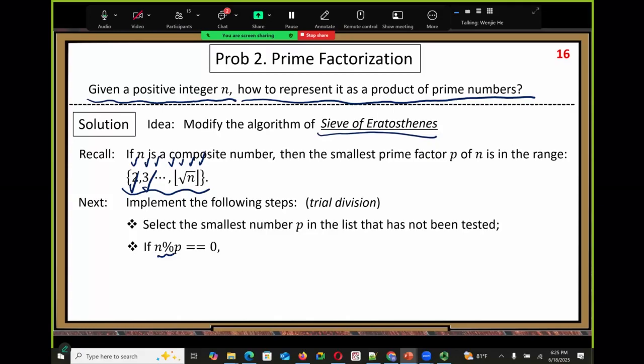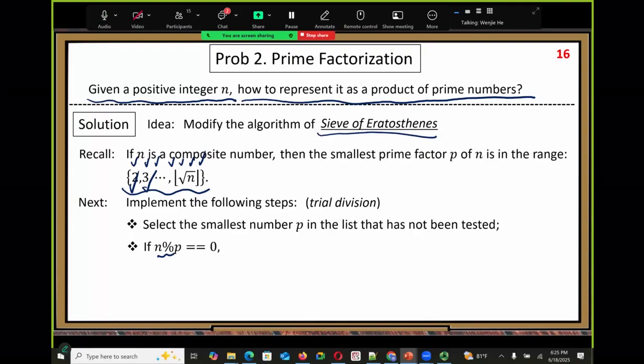If the remainder is 0, that means n is a multiple of p. Then there is a p factor, so we should extract that p factor out of n, take a division to remove the p factor, then work on the quotient. After you take out the p factor, you still have the quotient for further processing, right?